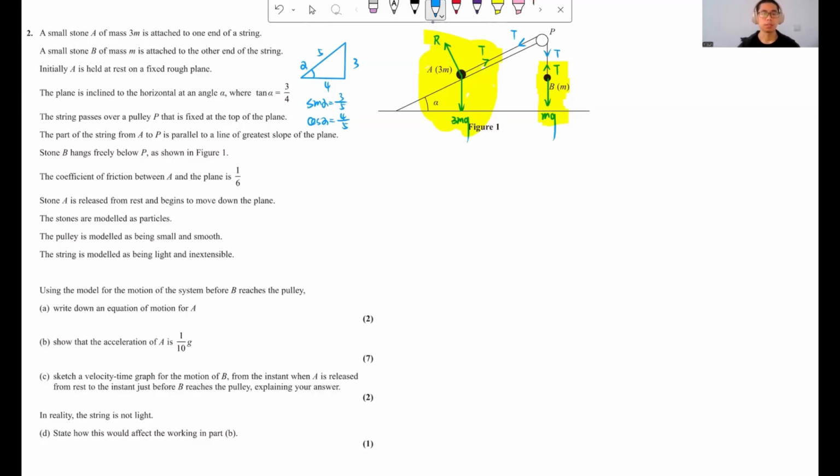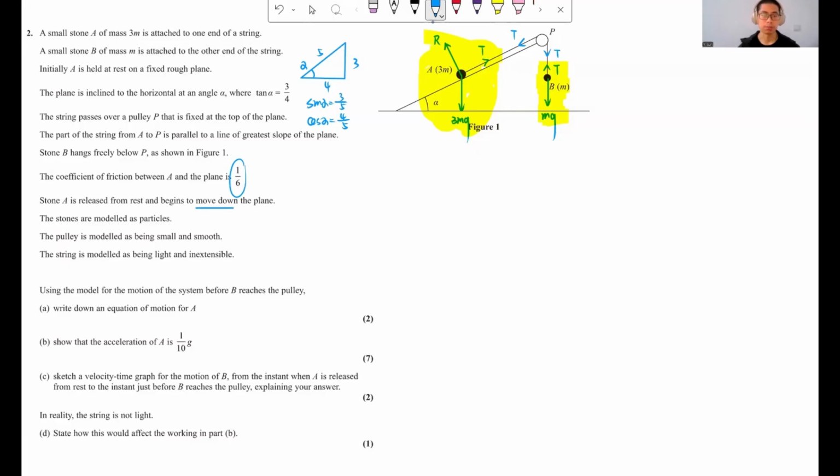And the string passes over a pulley that is fixed at the top of the plane. The part of the string from A to P is parallel to the line of greatest slope of the plane. And then stone B hangs freely below P as shown in figure 1. The coefficient of friction between A and the plane is 1/6. And then stone A is released from rest and begins to move down the plane.